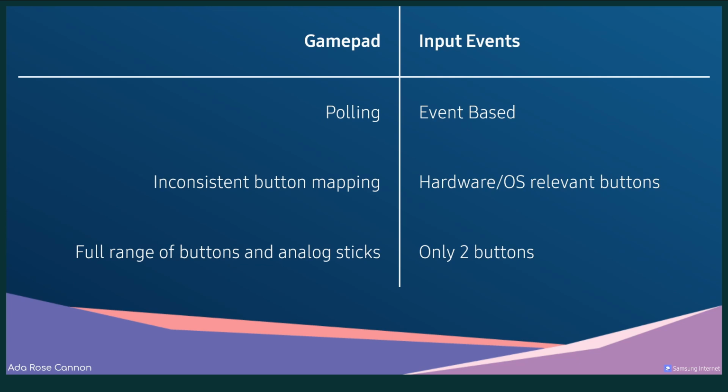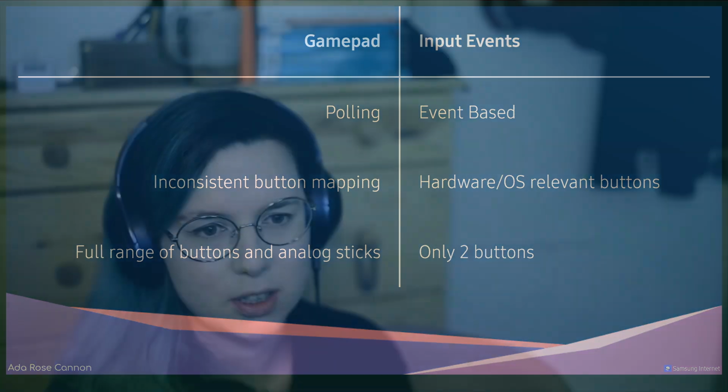The gamepad API is also polling based. So each frame you need to see what the current values are. And if you want to see if something changed, you have to compare it to the data from the previous frame, which can be an irritating thing to do. Whereas the select and squeeze events are event-based. You can use addEventListener and just respond to the buttons being pushed. So we're going to use the select and squeeze events.